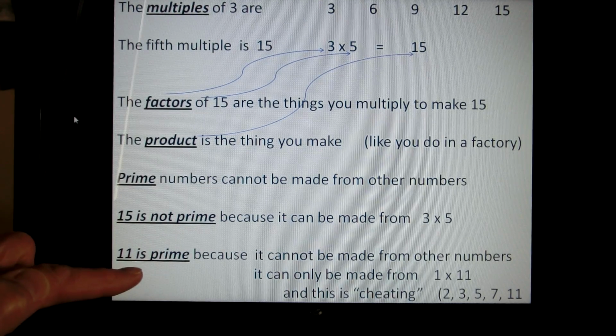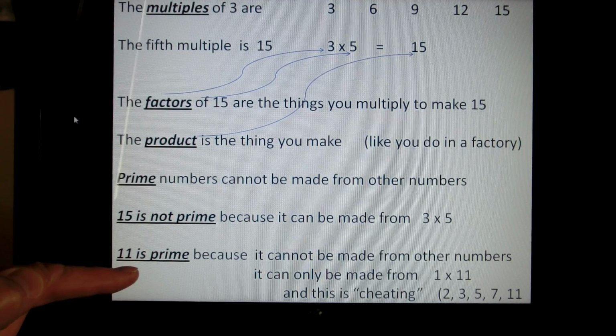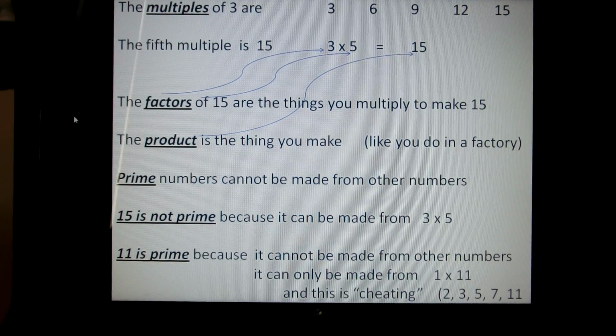But 11 is one of these prime numbers. 11 is prime because it cannot be made from other numbers. The only way you can make 11 by multiplying is 1 times 11, and that's really cheating because you're making 11 from itself. So you're not making 11 from other numbers. So these awkward numbers, these prime numbers, the most important ones, and here's just a few of them, like 2, 3, 5, 7, 11. They're numbers that you cannot make from other numbers.